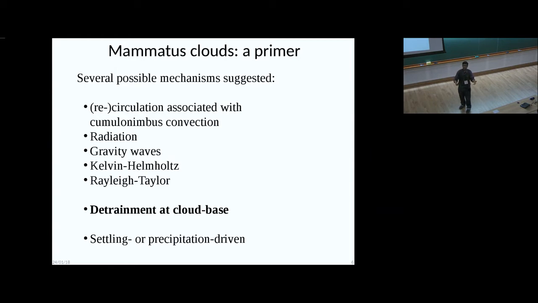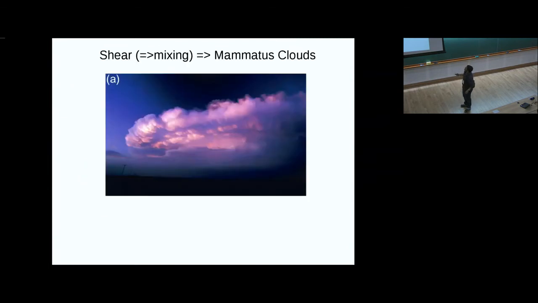This much is known. What we're going to do is study when this will happen, when this won't happen, how strong the effect will be. Okay. So this is the detrainment thing that I was telling you about. There's a strong shear that way, and you can see the mammatus things forming under them.